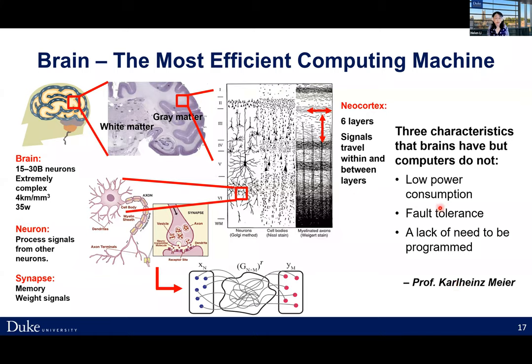One is extremely low power consumption. I mentioned the brain's power consumption is only about 35 watts. Second is fault tolerance, the self-recovery mechanisms and the tolerance of faults, for example in input signals. And third, the current computing systems lack the ability to work without being programmed. So adaptivity, or self-learning capability, is very, very important.